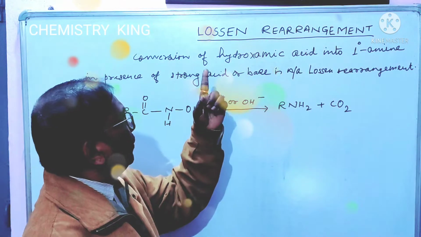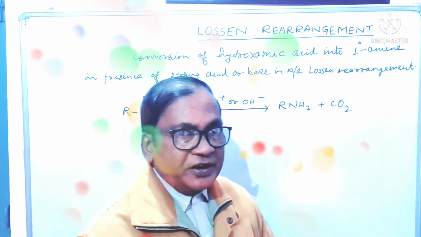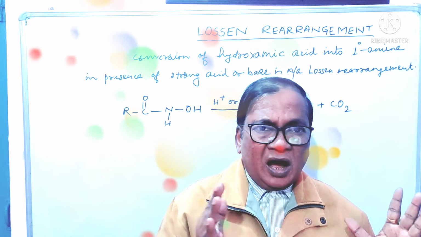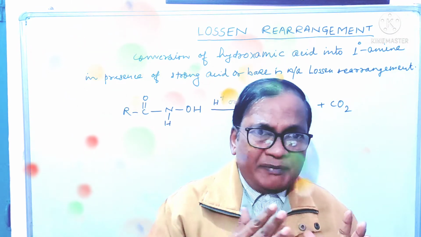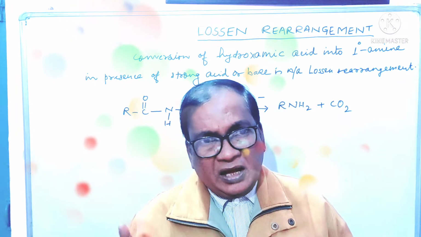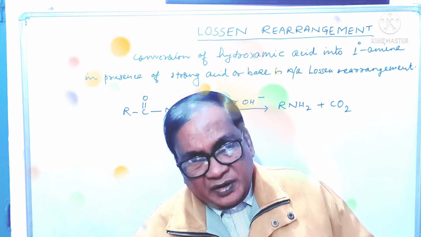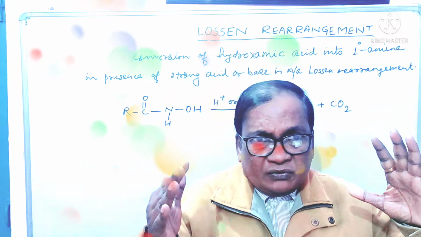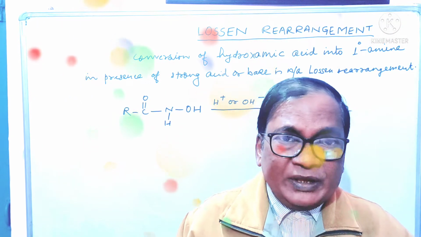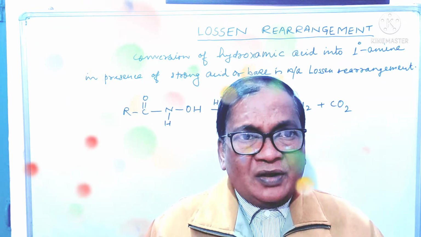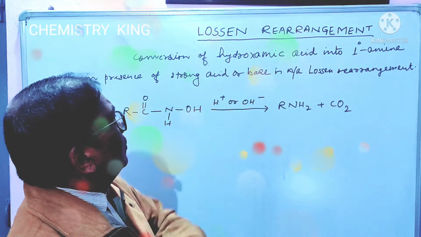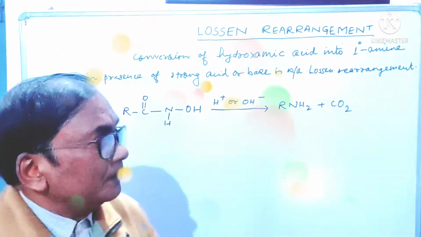Today we will discuss Lossen rearrangement. Here we have discussed Hofmann rearrangement, Schmidt rearrangement, Lossen rearrangement, and Curtius rearrangement. These four rearrangements involve nitrene. So we have prepared a trick series. In this series, today we will see Lossen rearrangement.